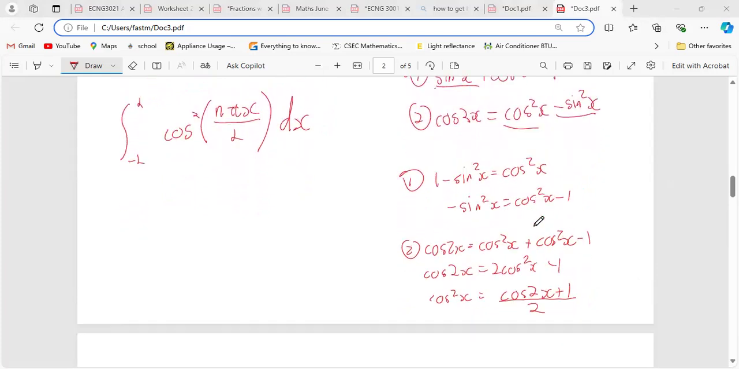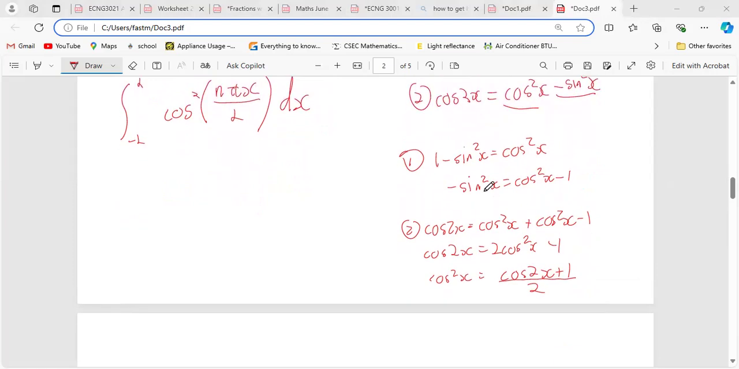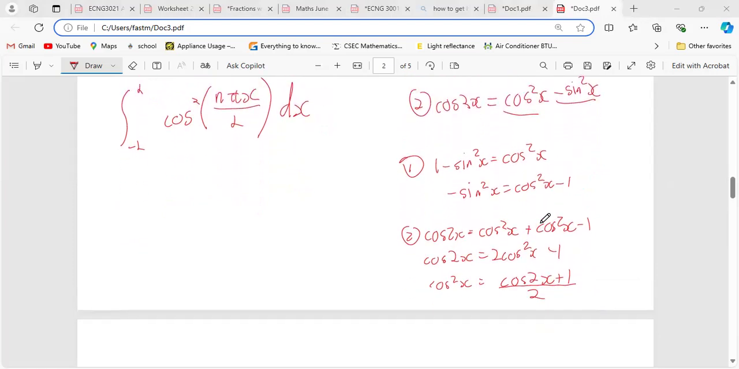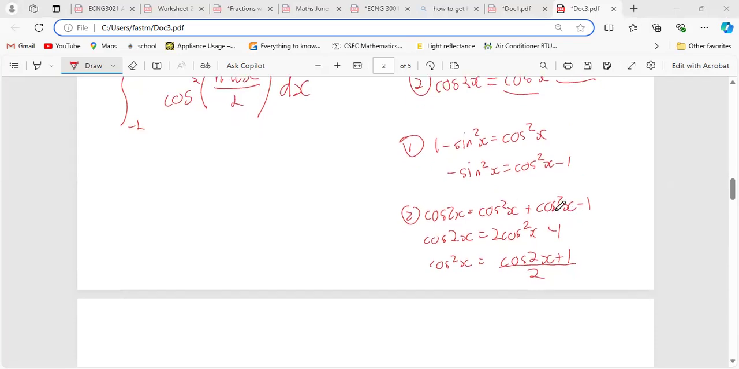I have a minus 1 there. Then minus sine square, when you plug it back into this, you're going to end up with cos square minus 1, which is here. This will be 2. And I'm making cos square x the subject of the formula. So when you carry across minus, you get plus 1.